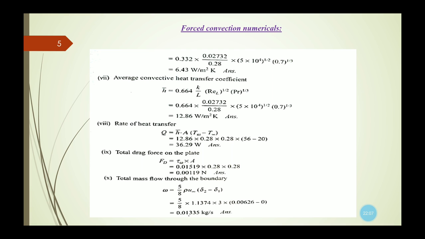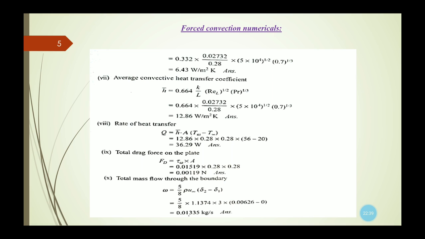Next, to calculate the rate of heat transfer, we need to use Newton's law of cooling, which is the rate equation for convection, which is H bar A multiplied by the temperature difference. H bar we have calculated here, that is the average convective heat transfer coefficient. A is the area of the flat plate, and the temperature difference is given in this numerical. So putting all these values, the rate of heat transfer we are getting is 36.29 watt.